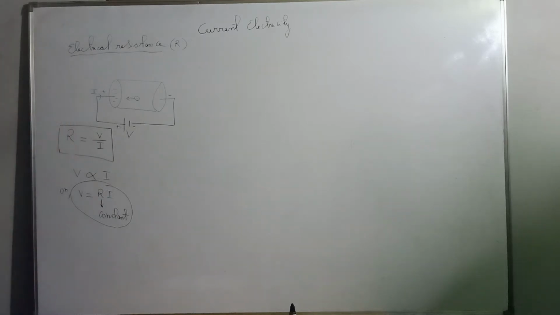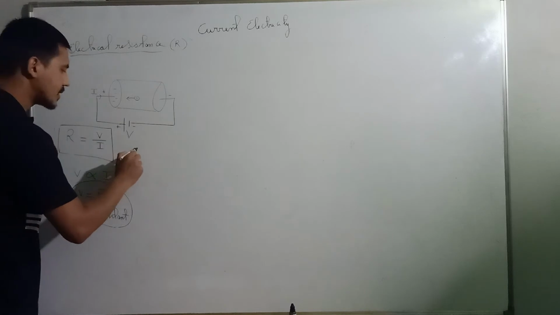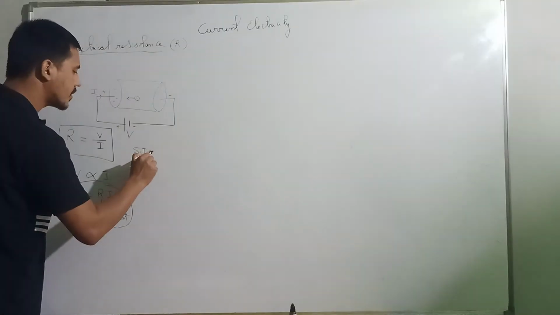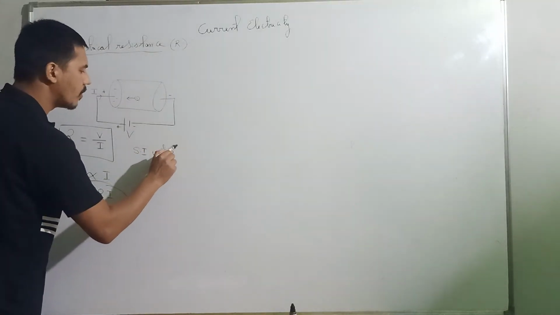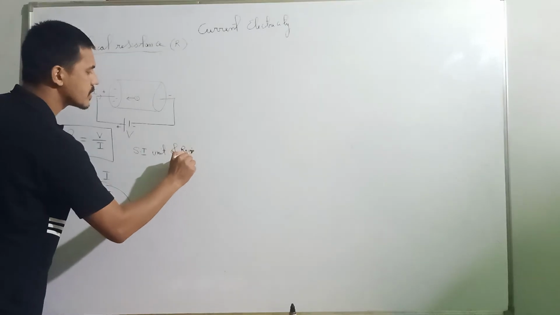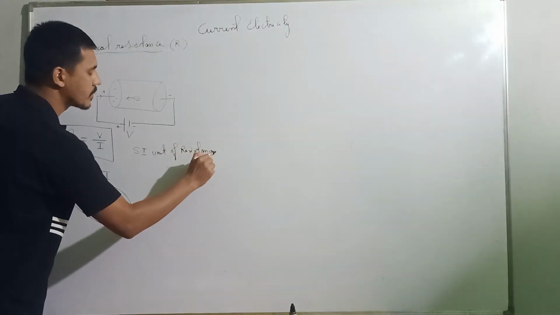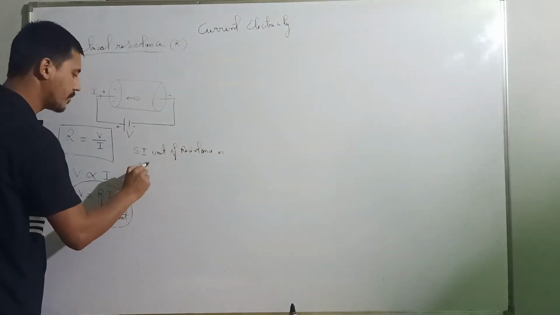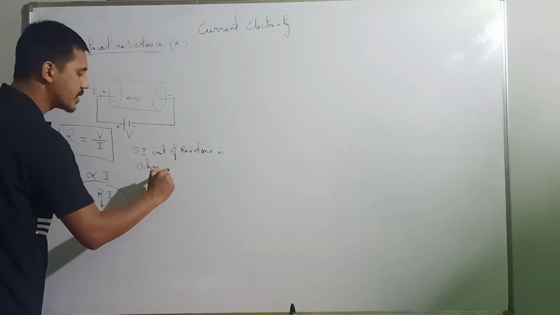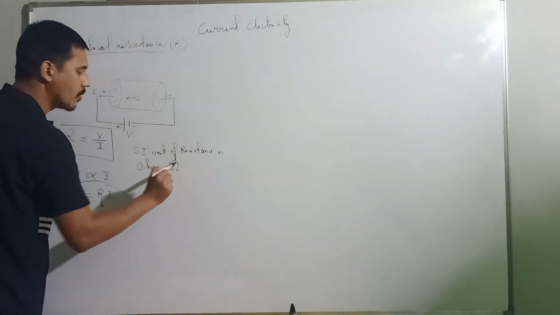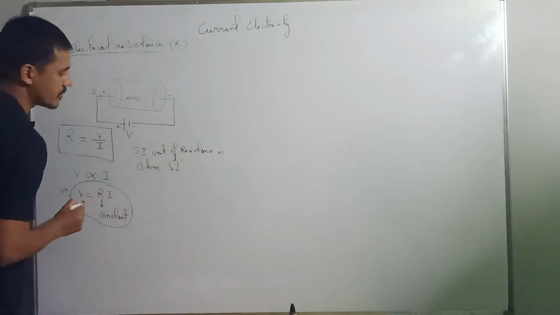Now, the SI unit of resistance is ohm, which is given by this symbol Ω. The SI unit of resistance is ohm.